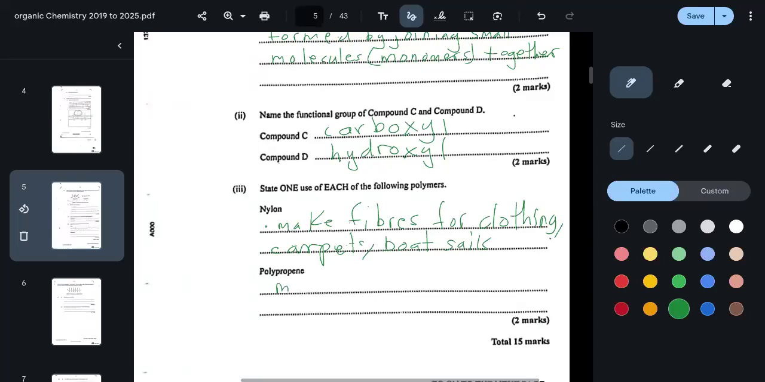Hold on, what is happening with the pen? Give me 1 second again. Hold on there. Sorry about this.